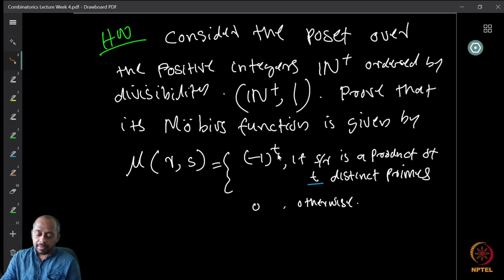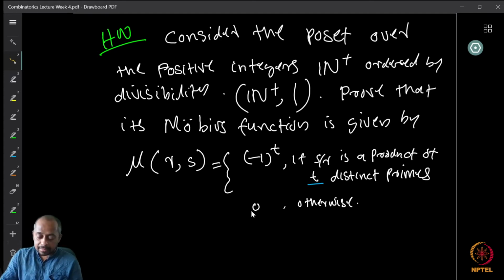to t if the number s by r is a product of t distinct primes. Okay, so if s by r is a product of t distinct primes, then mu of r comma s is equal to (-1) raised to t, which is the number of distinct primes of s by r. So it must be precisely a product of t distinct primes. It cannot have a prime square, for example.